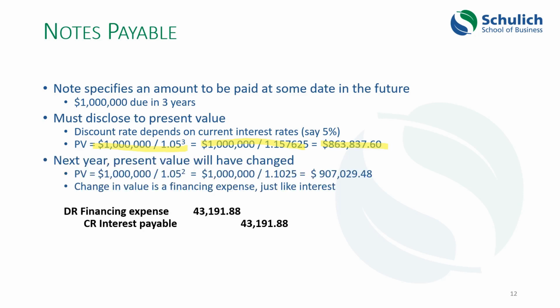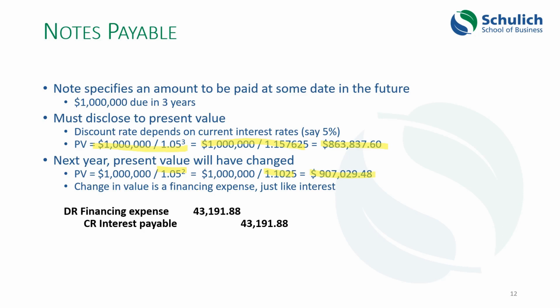Next year, you're going to do a present value calculation again, and you're going to find out the amount has changed because you're only squaring the 1.05. So the 1 plus the 5% interest is 1.05 times itself. So squared, 1.05 squared is 1.1025. And now the division comes up with a larger amount because you're dividing by a smaller amount than before. So the present value has changed.